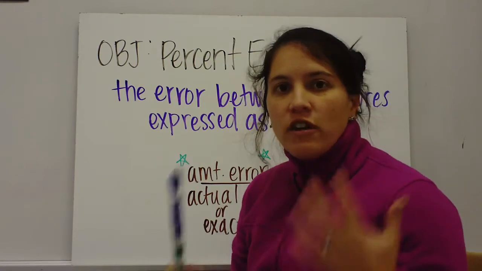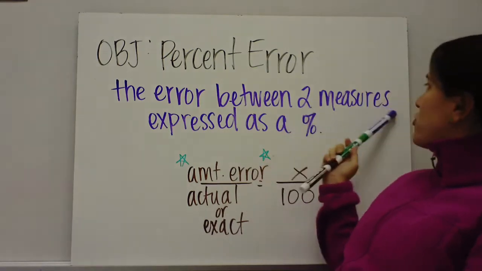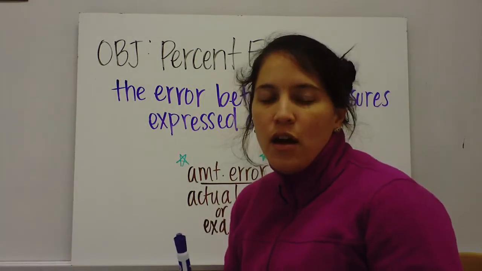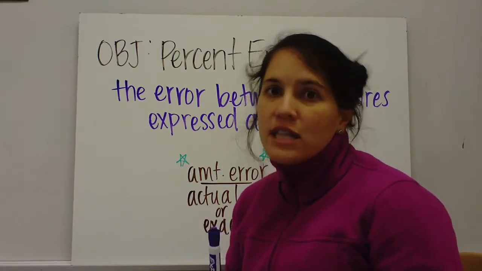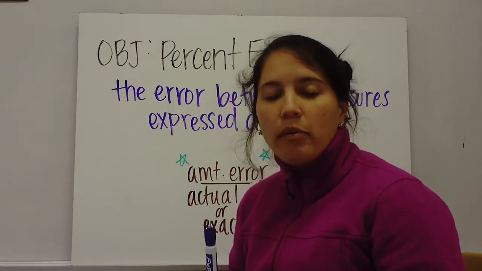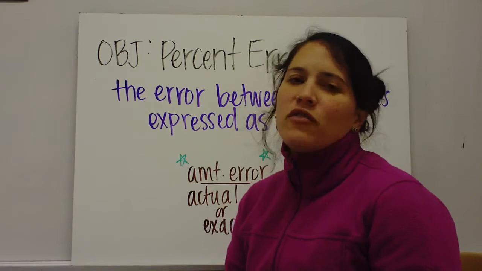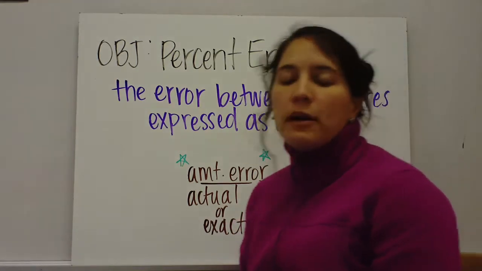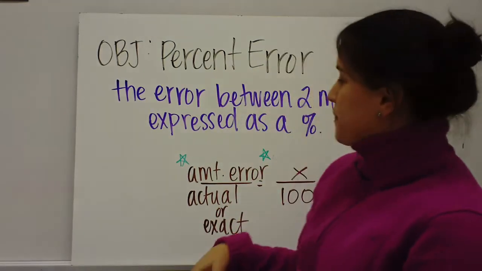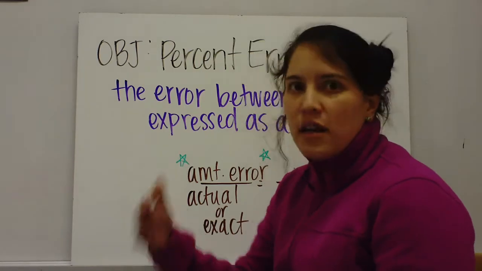So I've researched it and I've learned about it, and here is what percent error is. It is the error between two measures expressed as a percent. Mostly this is used in science classes as you get older, like in chemistry where you are measuring different chemicals and substances. So typically percent error is going to be in science, but we're going to do some math problems with percent error. And the way you find percent error is you're going to set up a proportion.